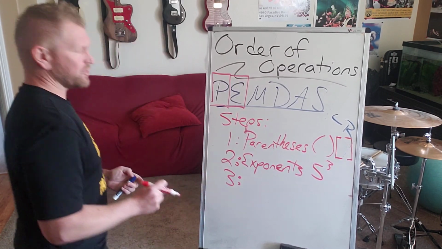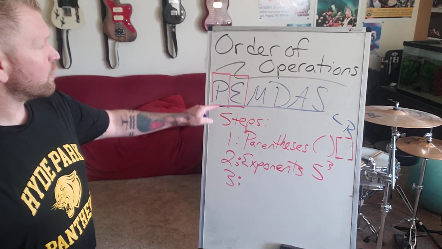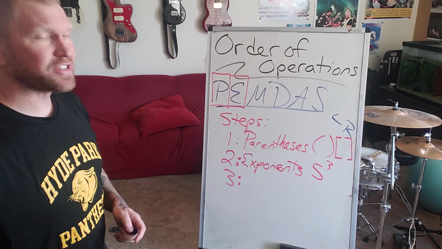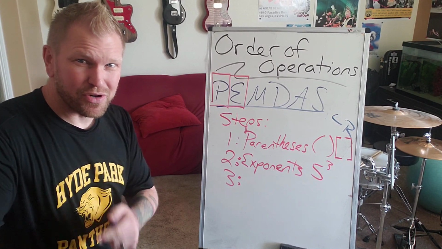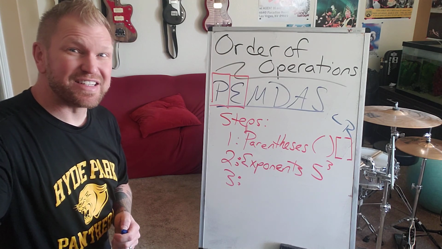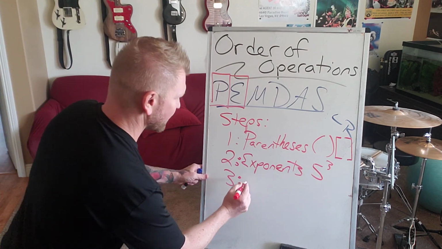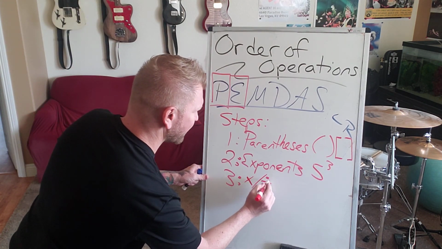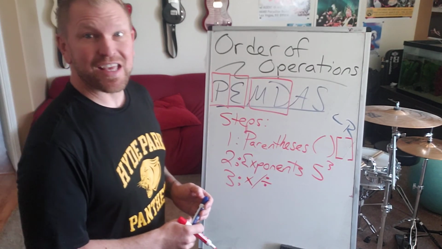All right, see if you get step 3. Okay, so we've got, please excuse my dear Aunt Sally's loud radio, or PEMDAS, parentheses, exponents. Think in your mind, what is step 3 in the order of operations? Some of you are going to get tricked here and get it wrong. Step 3 is not multiply. Step 3 is multiply and divide. So multiply and divide is actually in the same step.